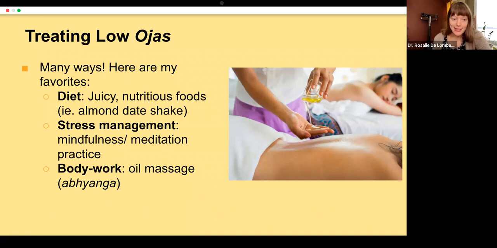And then lastly, something that gets used really commonly in Ayurveda is body work, the somatic piece, with oil massage typically. So oil is very building, it grounds the Vata dosha. And this oil massage can be whole body or just certain parts of the body, like the abdomen. It's what's known as an abhyanga.